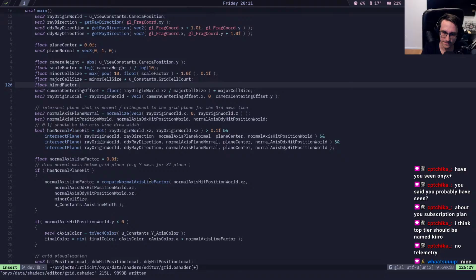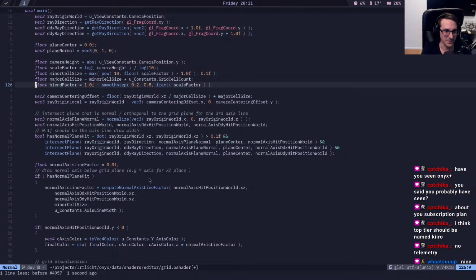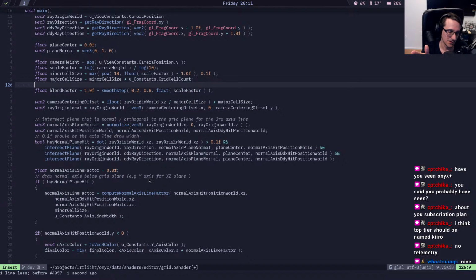Blend factor is 1 minus our smooth step, and here it's basically the percentage where we want to transition. I mean, that's maybe too far. Well, we can test it, right? But let's do 20% and 80% for now. And then this is basically the fraction of our scale factor. Because the scale factor is always like 0.1, 0.2, how close we are to the next level, right? And then it swaps back to the next level.